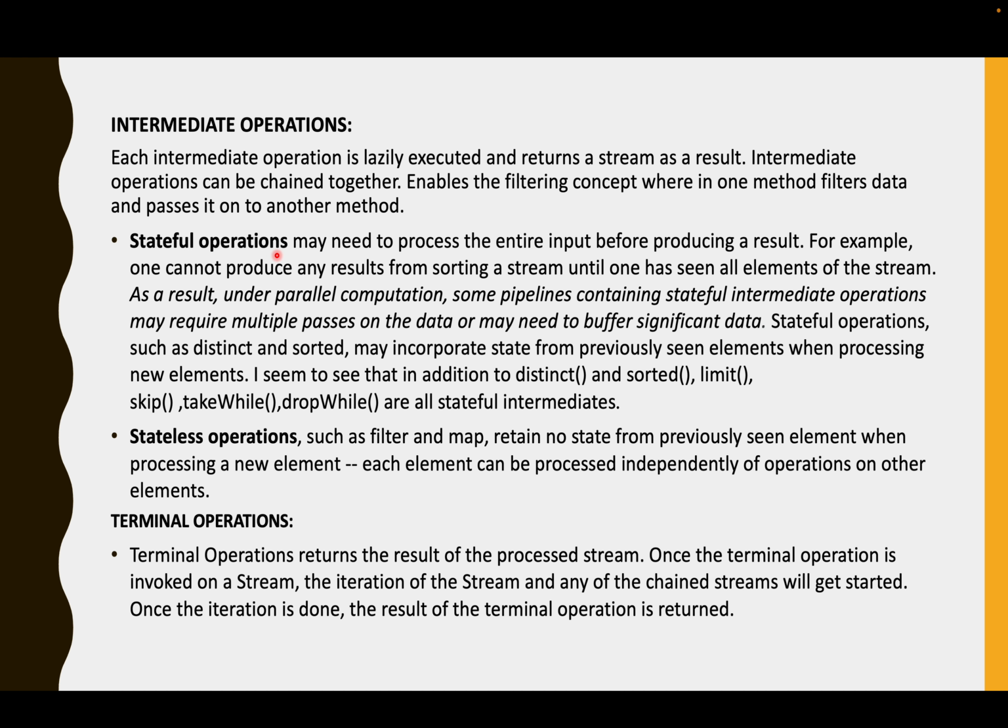What will happen to these stateful operations under parallel computation? Since the stateful operation requires the entire input, what will happen when this input is in the parallel computation phase? Some pipelines may require multiple passes on the data. Why does it require multiple passes? In parallel computation, the input data may be split across different cores, and each part may be processed separately, but we need the entire input to produce this result. So there is a chance that this may require multiple passes on the data, and that it needs to buffer significant data. But this is needed only in parallel computation, not in sequential computation.